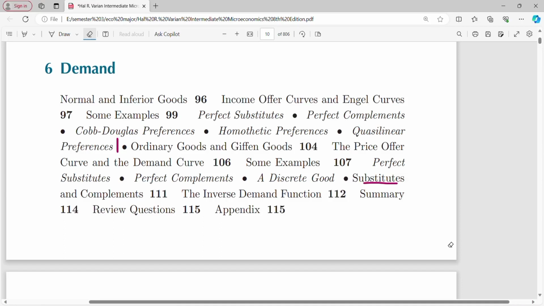We are moving to the next chapter, demand. This is a continuation of the last chapter, so kindly watch the last class. You have to be thorough with that concept of choice.